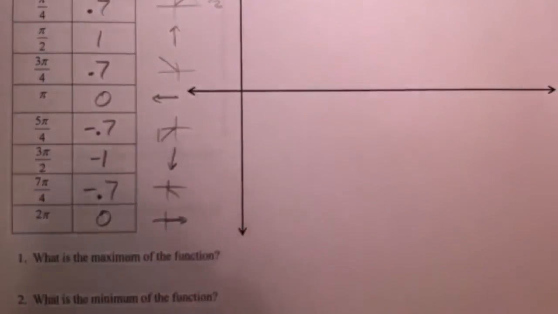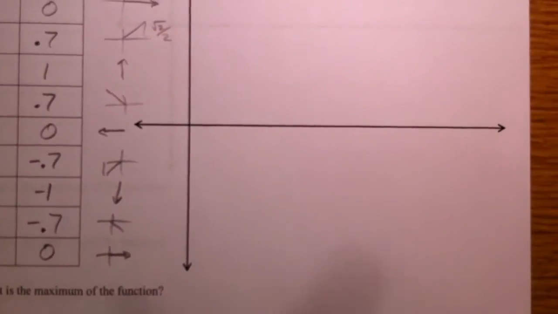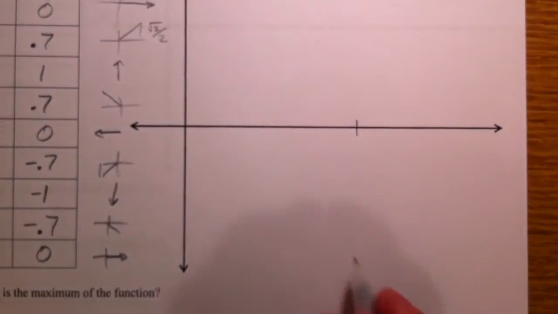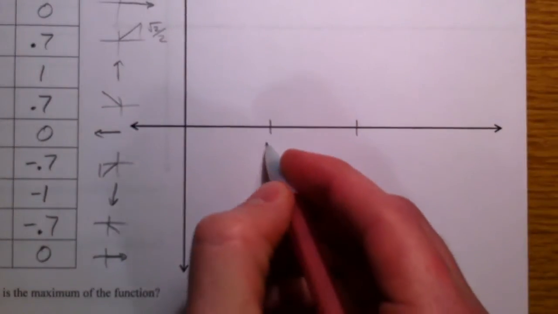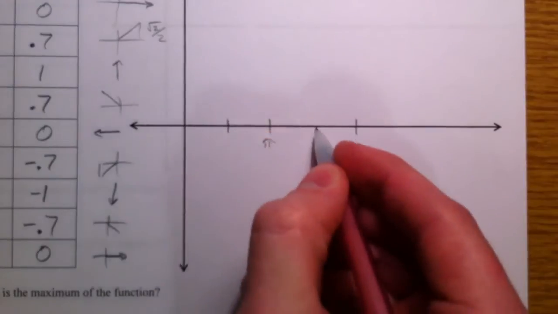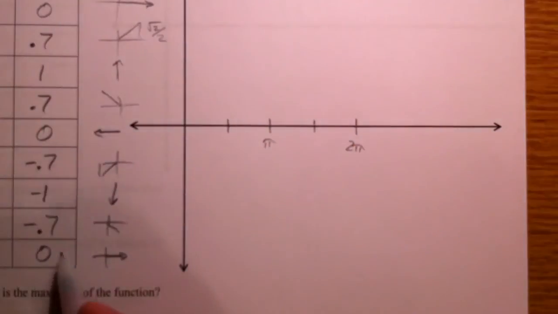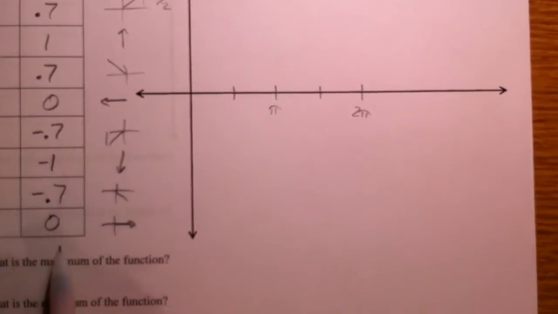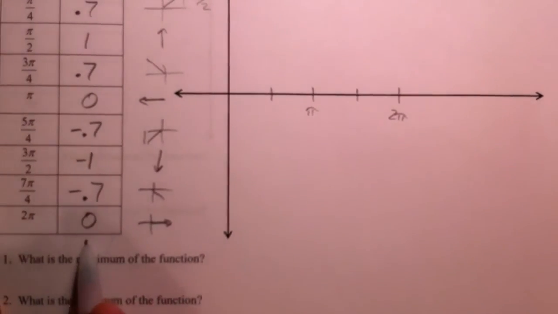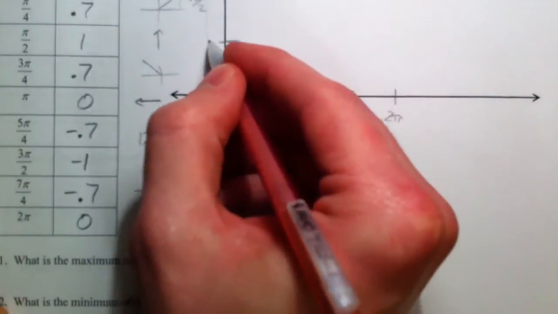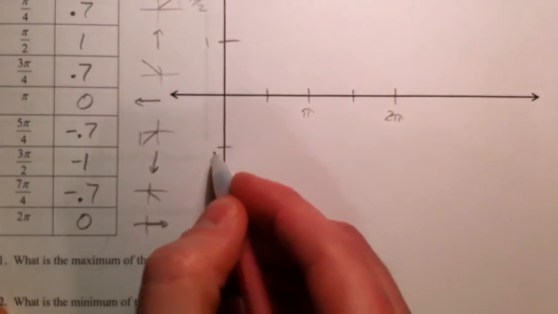So, if we plot this out, we're going to make it go until 2 pi here. And then half of that is going to be pi. Notice that after 0, it would continue in the same pattern if we kept going by the pi over 4: 0.7, 1, 0.7. And let's make this 1, make this negative 1.